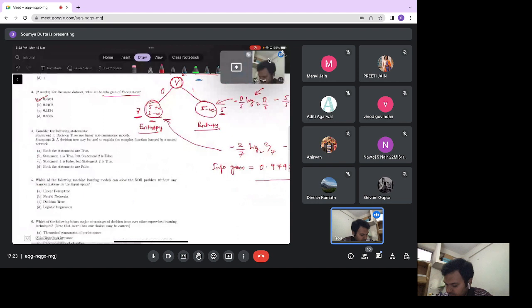A decision tree may be used to explain the complex function learned by a neural network. This is one of the major applications of decision trees. I don't know whether it is still used now. Now this has been, I guess, replaced by linear networks. But introducing explainability into big complex models is something which decision trees.